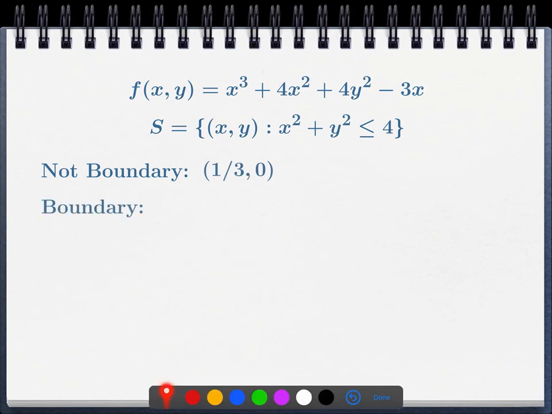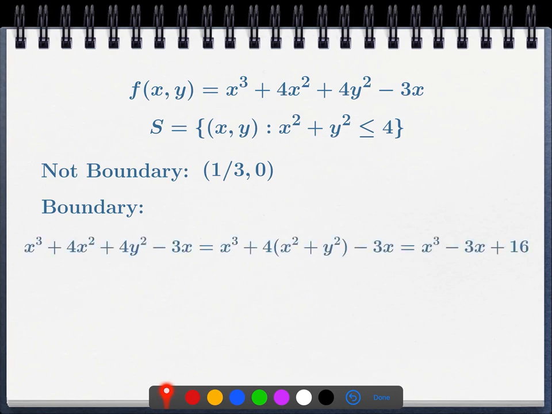Let's look at the boundary now. On the boundary, we have x squared plus y squared equals 4. So we can replace y squared with 4 minus x squared, just put it in here, which will get us 16 minus 4x squared, and this will go away. And so you get x cubed minus 3x plus 16. I'll do that a slightly different way: take the 4x squared plus 4y squared, take the 4 out. And notice on the boundary, x squared plus y squared equals 4, so this just becomes 4 times 4, 16. And we have the same thing we just said a second ago, x cubed minus 3x plus 16.